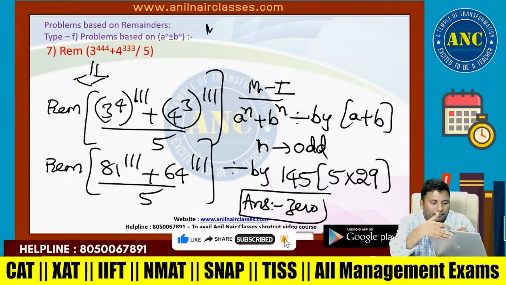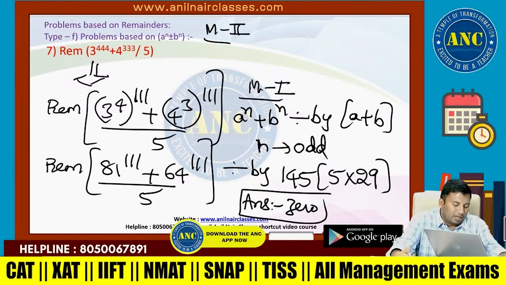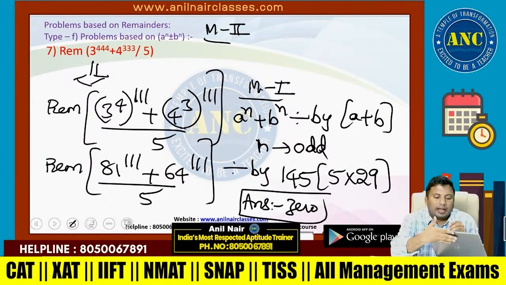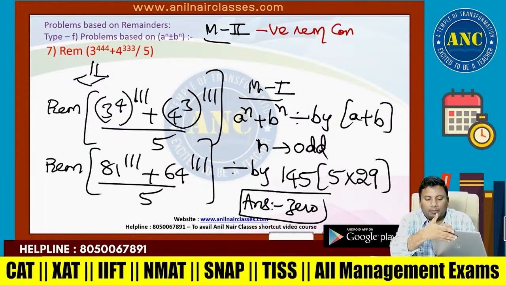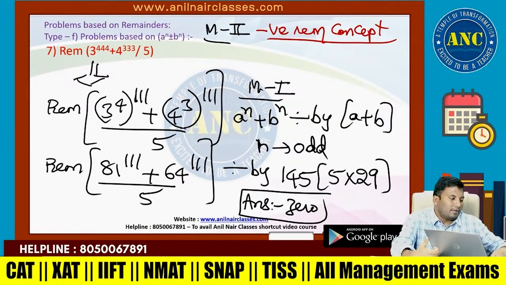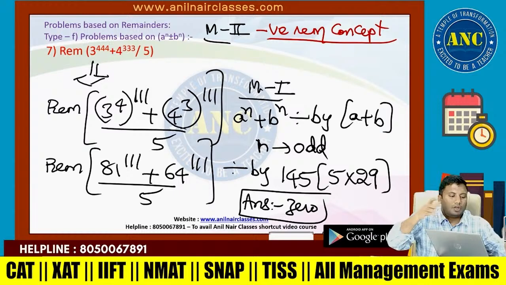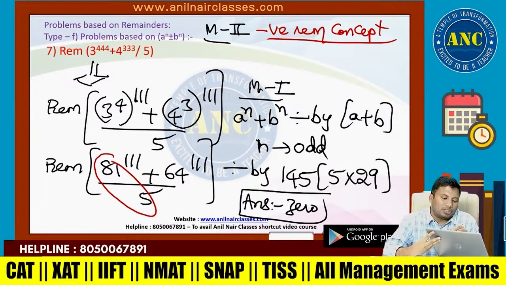Method 2: negative remainder concept. 5 16s are 80. Positive remainder is 1.